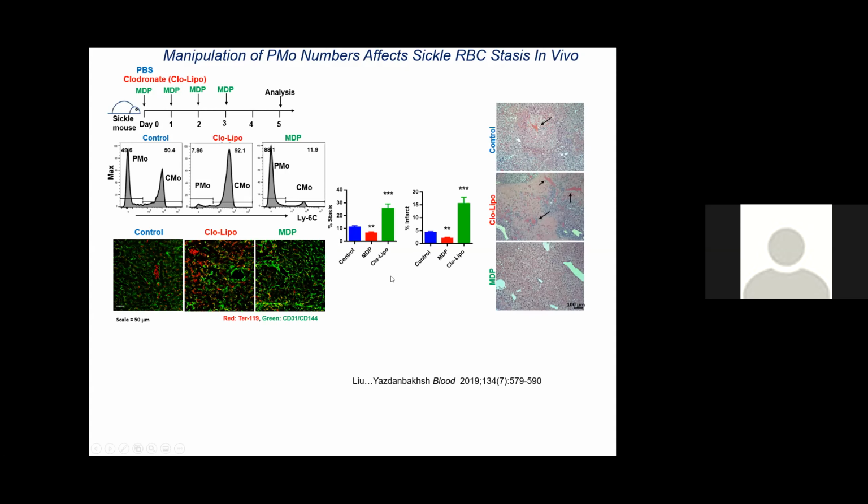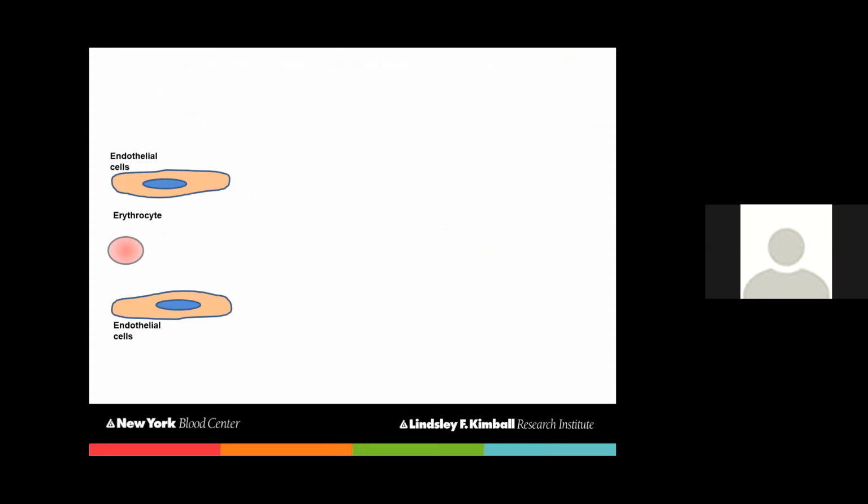These are the tabulation: red cell stasis here, a lot more with the clodronate, and then with MDP slightly less. We're trying to improve these conditions to really get rid of the stasis. Anyway, I don't want to go into it, but exciting data for us. So what are we thinking was going on?